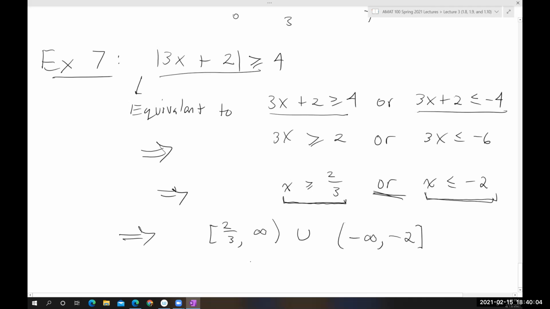So whenever you see or, you should think union, and when you see and, you should think intersection. So that is all for section 1.8.